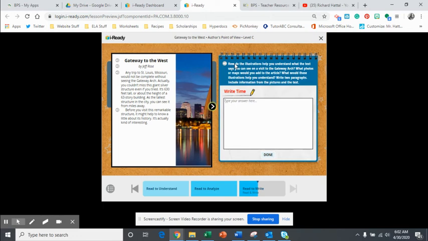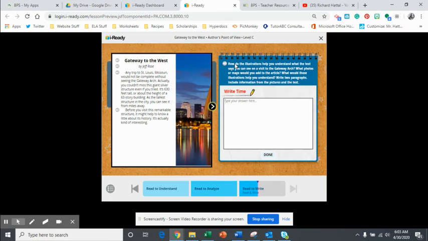Now, the obvious picture that comes up is that very first picture. It's a great picture, and it really helps you to understand what the author is talking about. You can select that or you can select any of the other pictures as well.